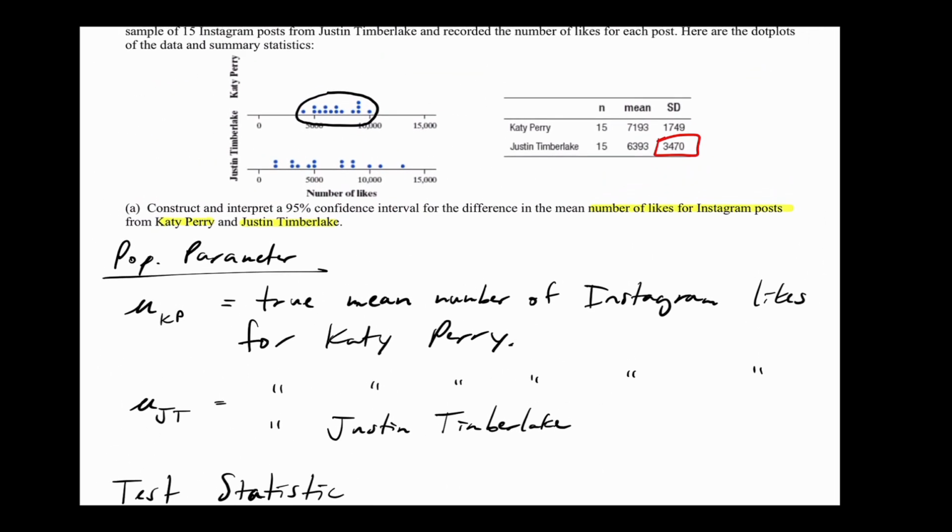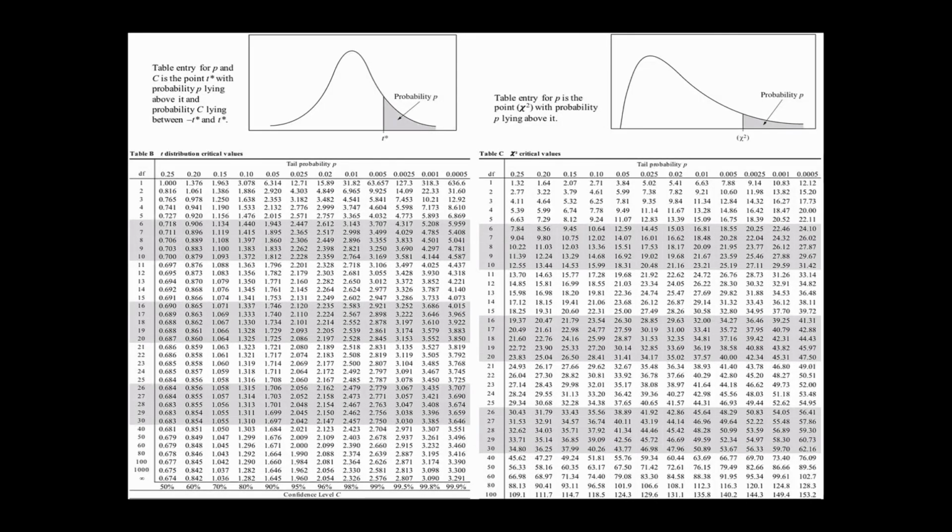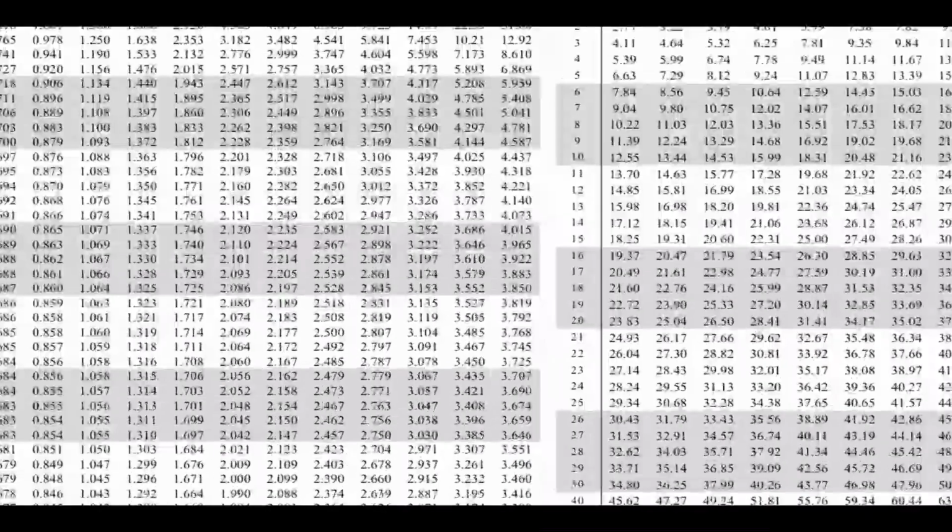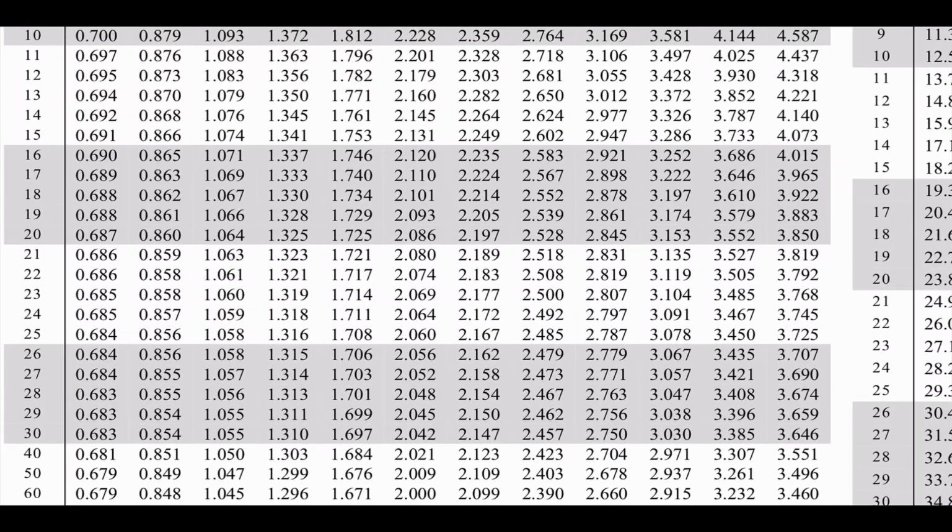14 degrees of freedom for a 95% confidence interval. How would that work for this one, since there is no smaller sample? They're exactly the same size. So we would just pick one. There is no smaller, so we would just pick one of them. 15 minus 1 is 14. Okay, so 14 degrees of freedom.